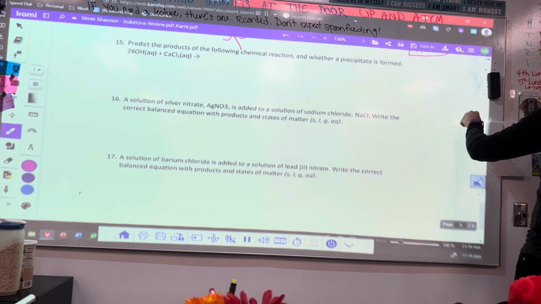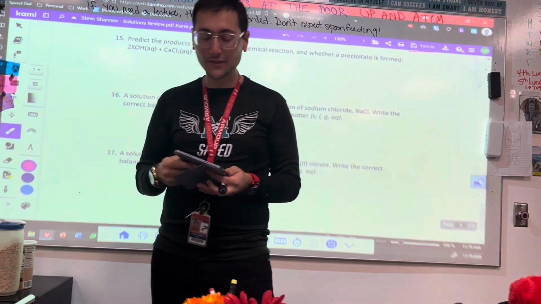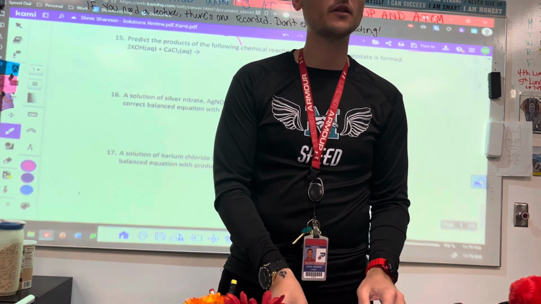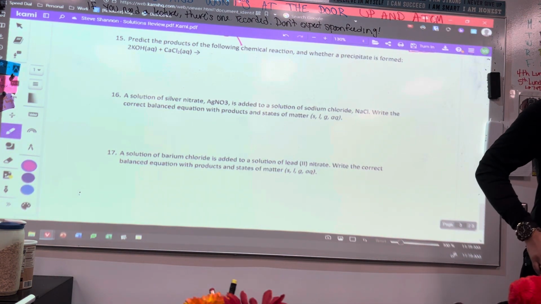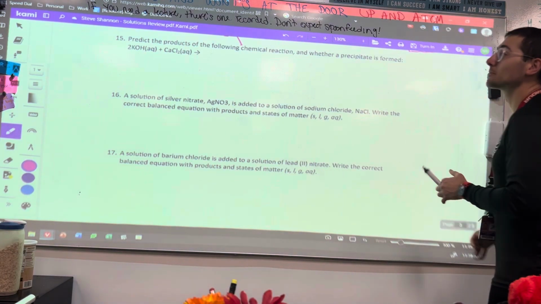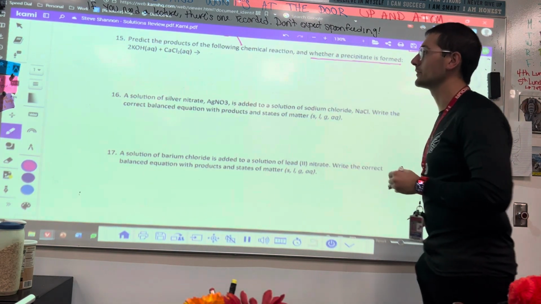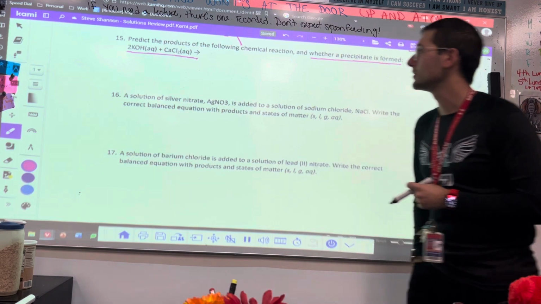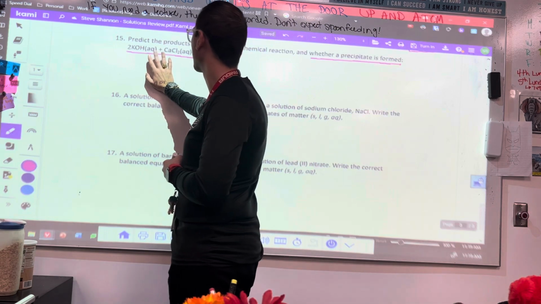All right, 15, 16, and 17. If you thought this was painful before, now we are predicting products of chemical equations, and they are word problems. So we are going to need to remember a lot of our rules from the first semester. Here we go. Predict the products of the following chemical reaction and whether a precipitate is formed. So I have 2 KOH plus calcium chloride. And nice, on this side they already balanced for me, so I can kind of see where I'm headed.